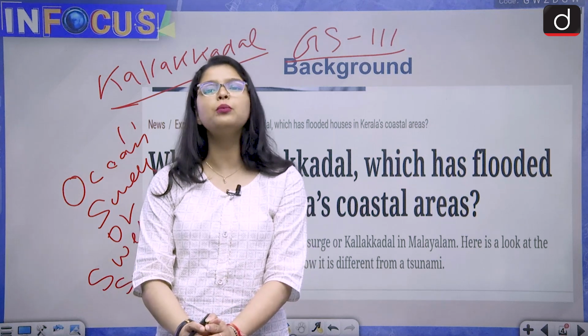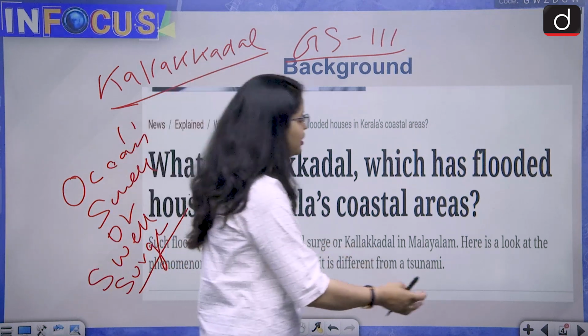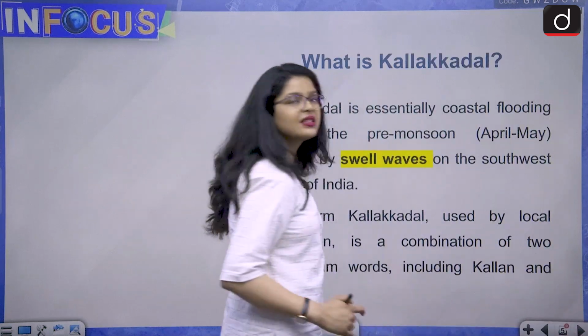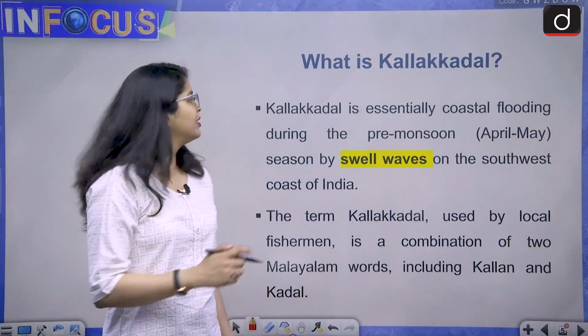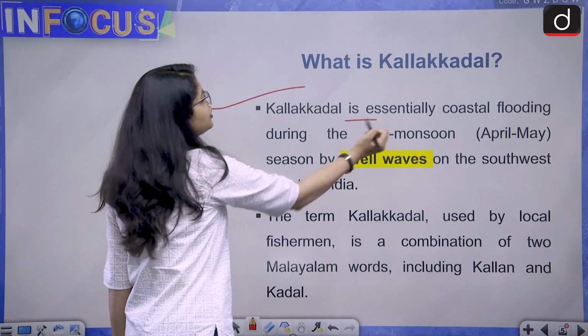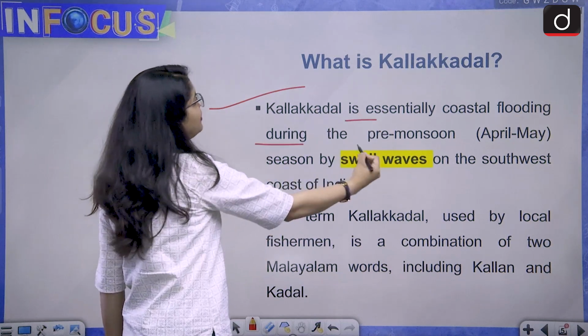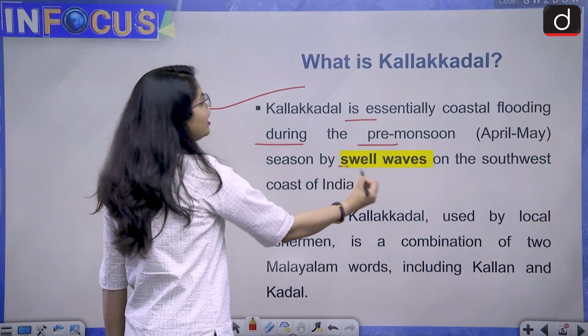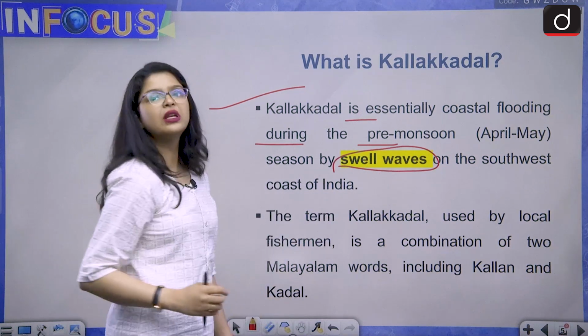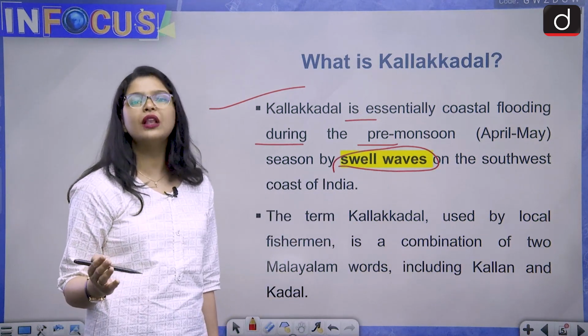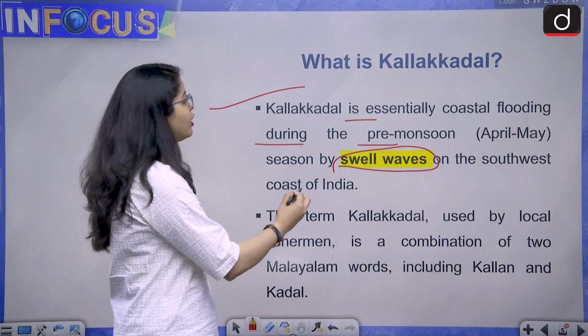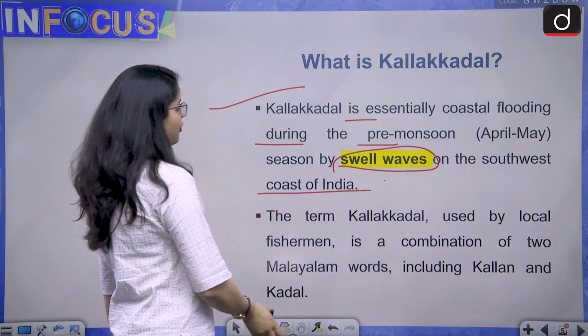So this brings us to the important point of our discussion: what exactly is this natural phenomenon of Kallakkadal? Kallakkadal is essentially coastal flooding during the pre-monsoon season, caused by swell waves on the southwestern coast of India. We will understand what these swell waves are in our further slides.